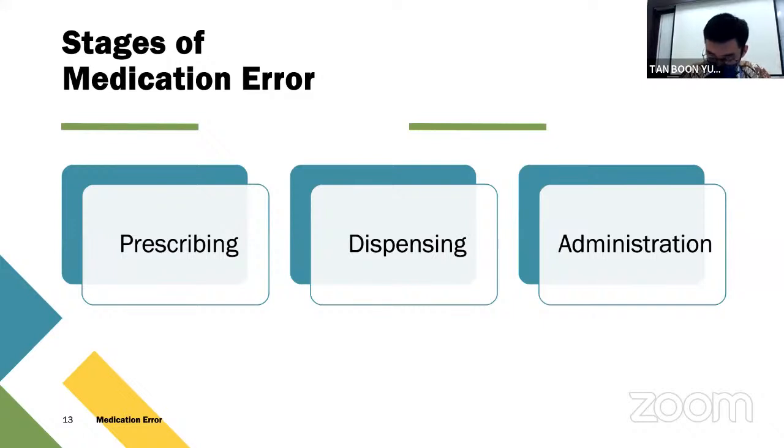Okay, then next will be the dispensing error. Dispensing error mostly happens in pharmacy. So the preparation is not like dilution, all those things only, but also like we pack the medication, we take all the medication, and then we dispense to the patient or nurses. Okay, those are dispensing errors. Then the third one will be administration. Administration is when the medication is being administered to the patient.